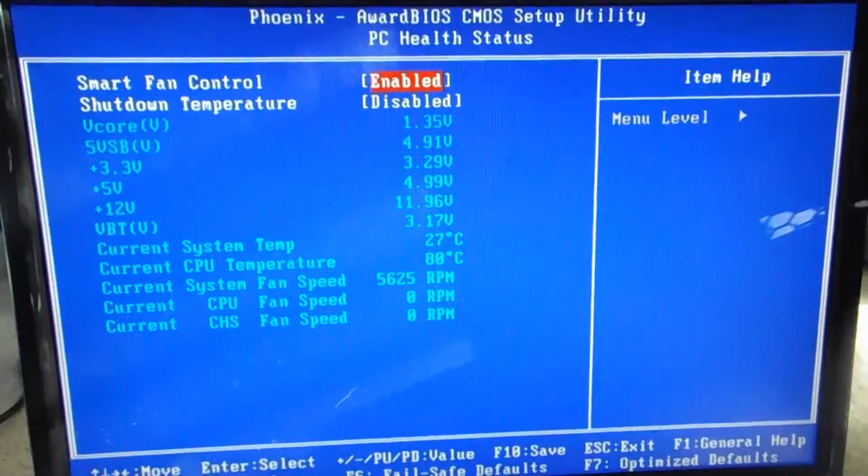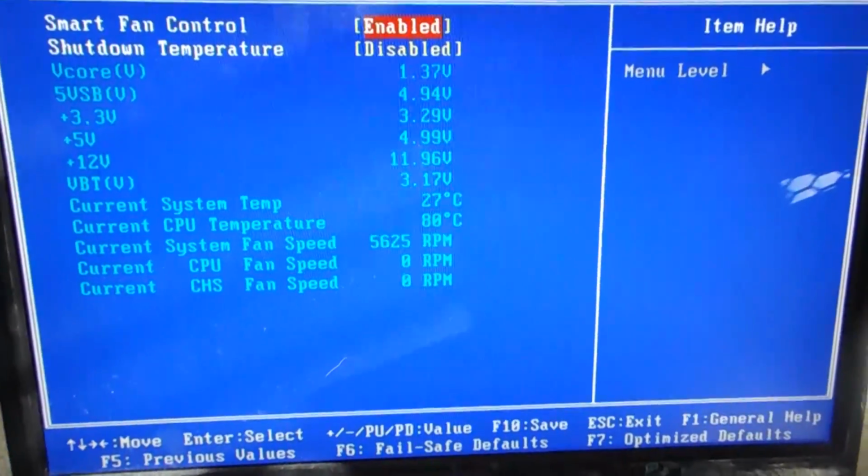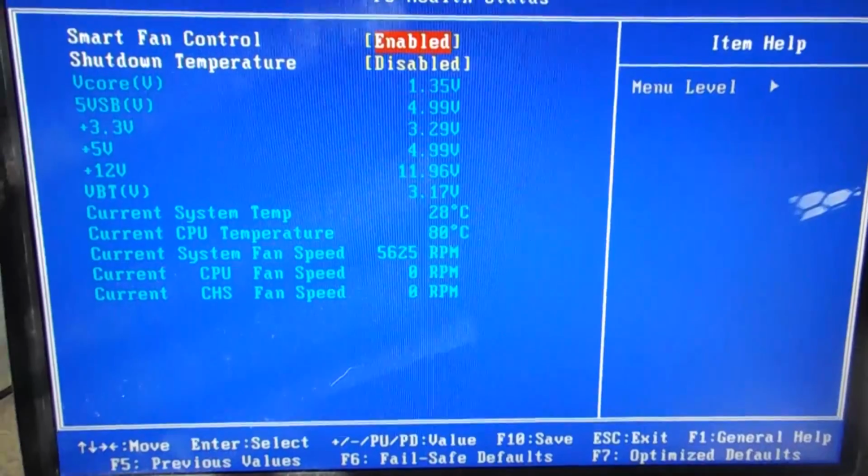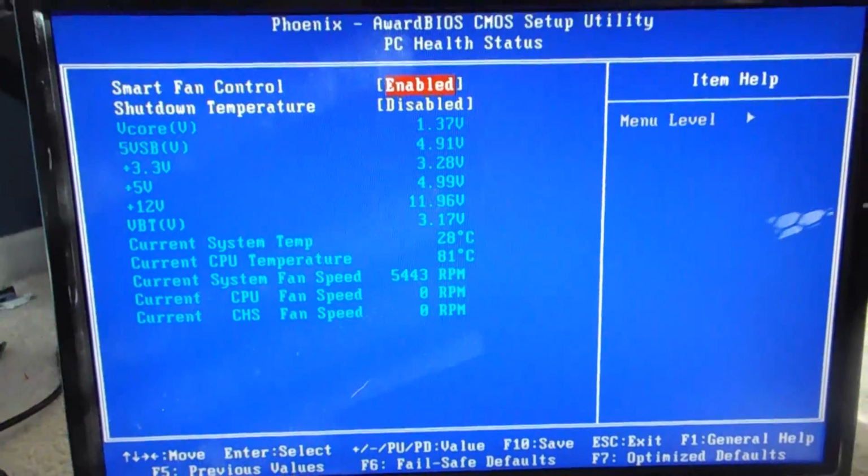So guys, this is just a good point. If you don't remember your thermal paste, your computer will get pretty hot.